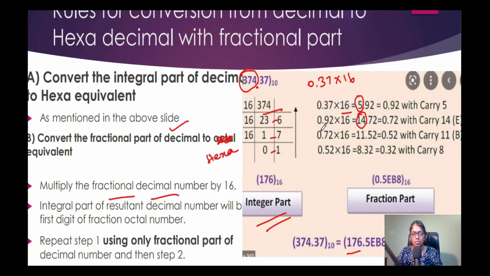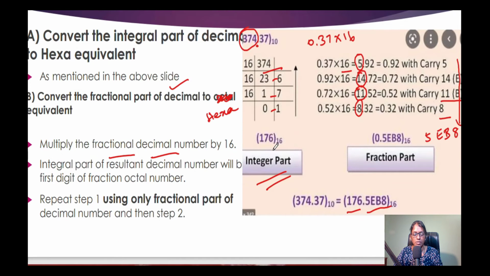Then in the next step, take down this 0.72 times 16, then you will get 11.52. Of this 11.52 you take only 0.52 for the next process and leave this 11, carry 11 as B. And then here this is 8. So 8 you have to take. So 0.30, I am stopping this. So from top to bottom I have to take. The first one is 5, and 14 will be called E, and 11 will be called B, and this 8 is as it is. So 5EB8 is its equivalent hexadecimal value.